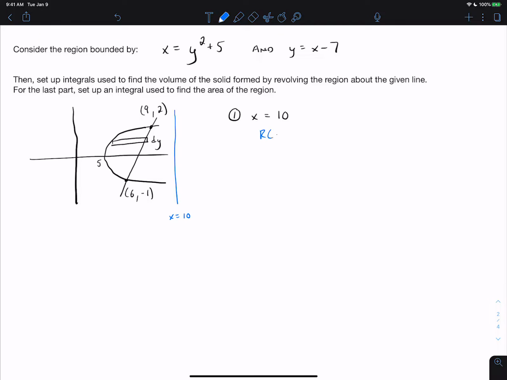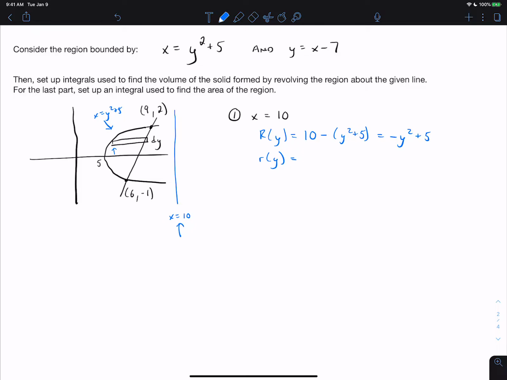So we're going to have a large R and a small r. These are going to be functions of y, not x, because we chose dy. So we're going to have big R of y, small r of y. Big R is the distance from the line we're revolving around to the farther away end of the rectangle. That is a horizontal distance, so you take the right x minus the left x. We're going to take the right x as 10. The left x, I didn't label this, but it was x equals y squared plus 5. So we subtract y squared plus 5. And after simplifying, we get negative y squared plus 5 again.